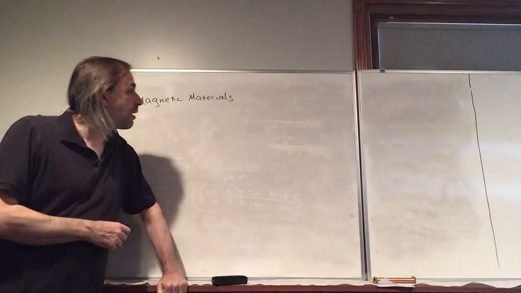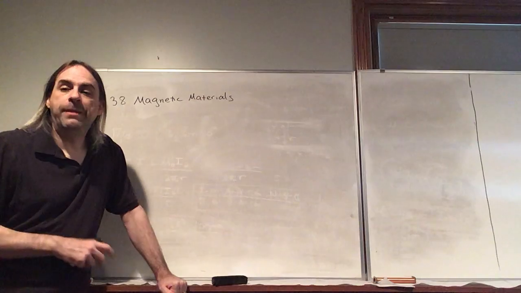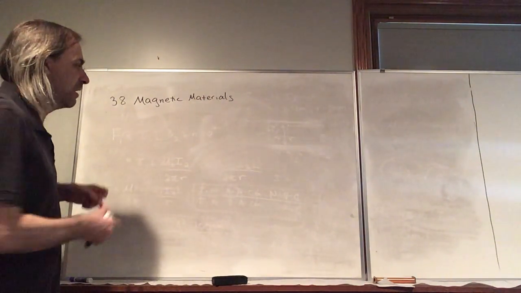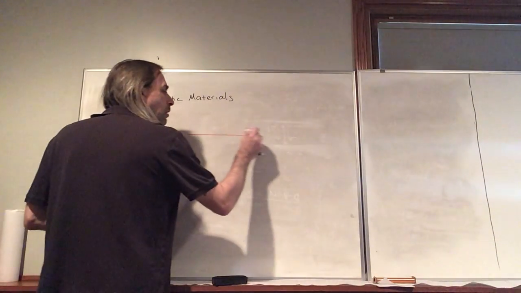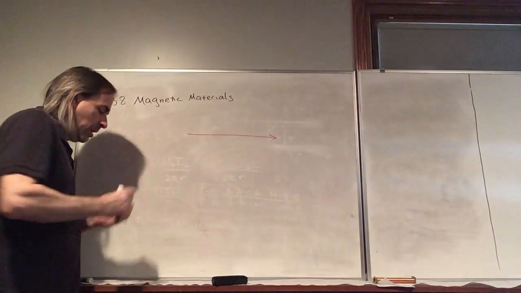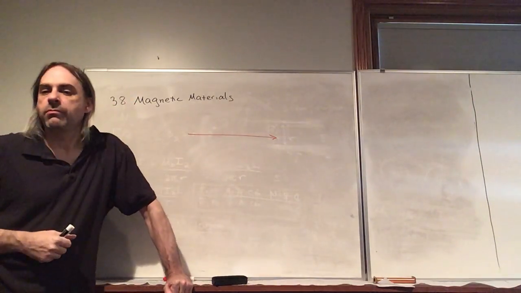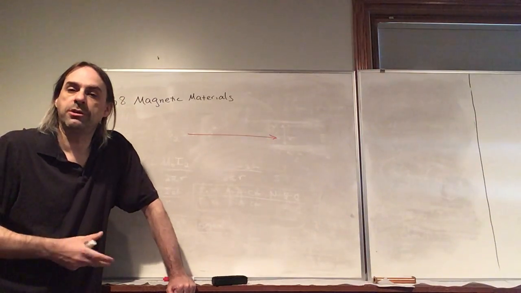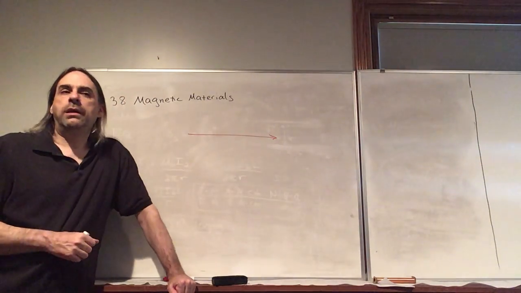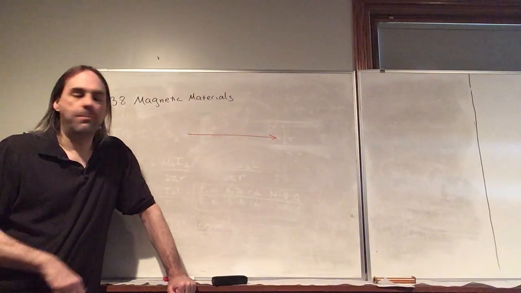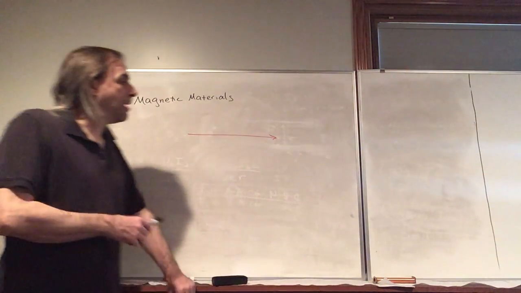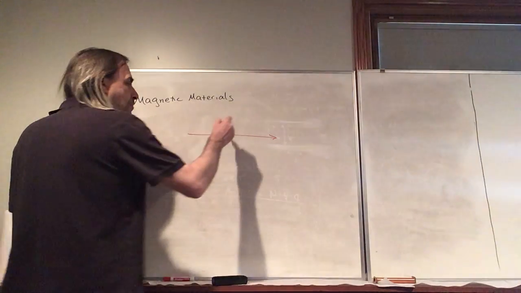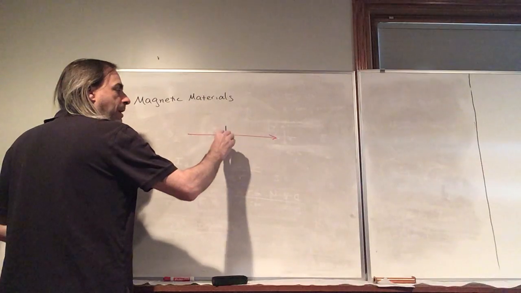Okay, so we're going to talk about magnetic materials. Say we have a magnetic field, and we talk about magnetic fields as arising from moving charges, or electric currents. Now, the most familiar example of magnetism is what we call a bar magnet. I think everyone's familiar with those. So let's say we put a bar magnet in this magnetic field.